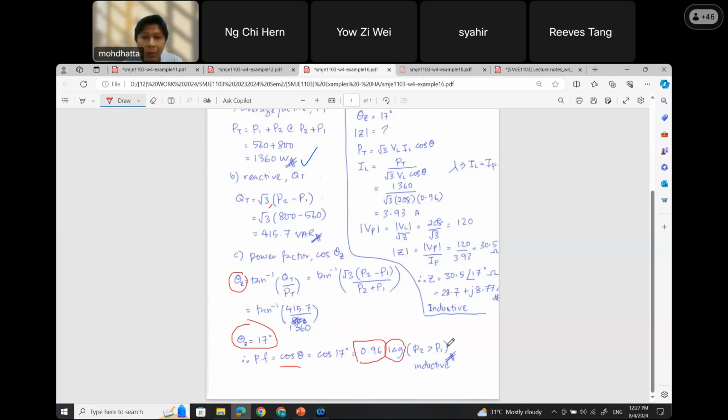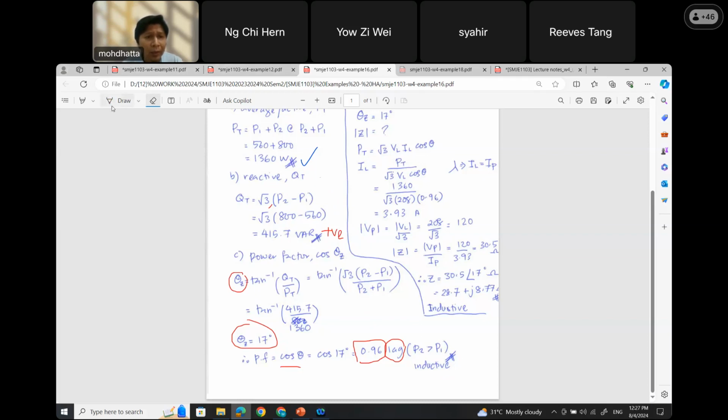This is because, one, this is a positive value. If you do it the other way around, you might get a different answer. You might get a negative value of your Q total. You will be incorrect at this part, and also you might be wrong here as well. So please be careful later on when you set up the equation for the reactive power.